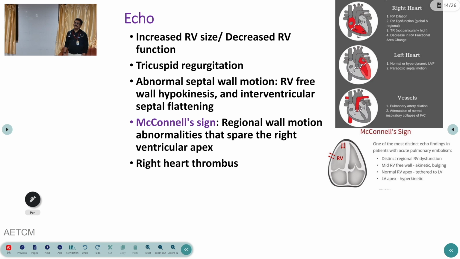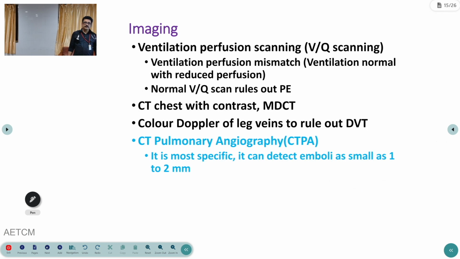Echo, one important finding you can see, that is RV dilatation. Increased RV size and decreased RV function. These are the two important findings you can see in massive pulmonary embolism. Tricuspid regurgitation can be there because of the RV dilatation. Abnormal septal wall motion, RV wall hypokinesia, interventricular septal flattening, and sometimes it can be bulged towards the LV side. McConnell sign is regional wall motion abnormalities that spare the right ventricular apex. So, here wall motion abnormality is there, here it is normal. Right heart thrombus also can be there in some cases.